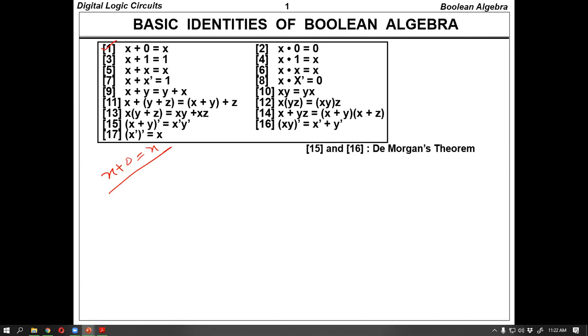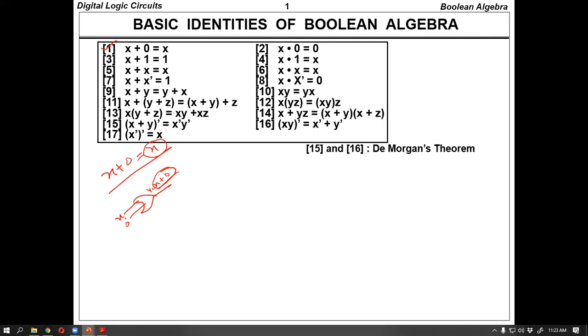This zero is fixed. We know that plus means OR gate. So this is the circuit, with two inputs. One input is x, another input is zero. So y is equal to x plus zero, and x plus zero is equal to our output x. Now we prove this.